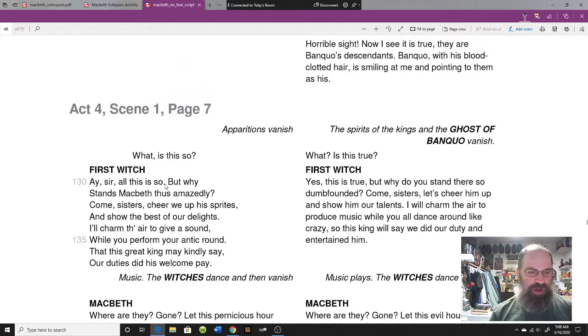Aye, sir, all this is so. But why stands Macbeth thus amazedly? Come, sisters, cheer we up his spirits, and show the best of our delights. I'll charm the air to give a sound, while you perform your antic round, that this great king may kindly say our duties did his welcome pay. So they disappear.